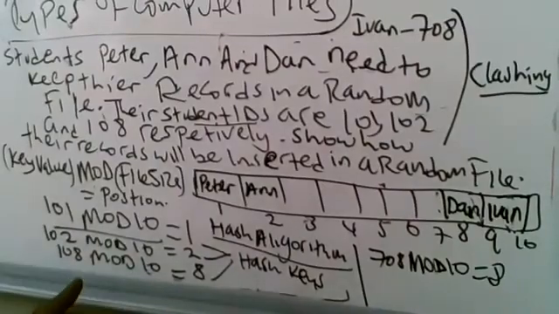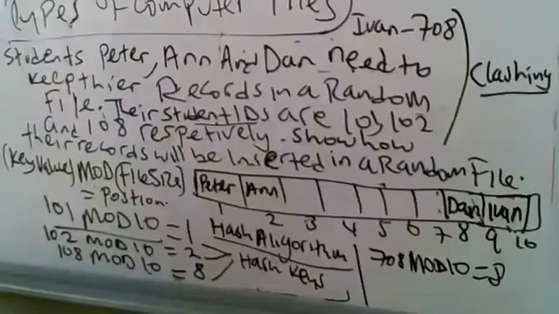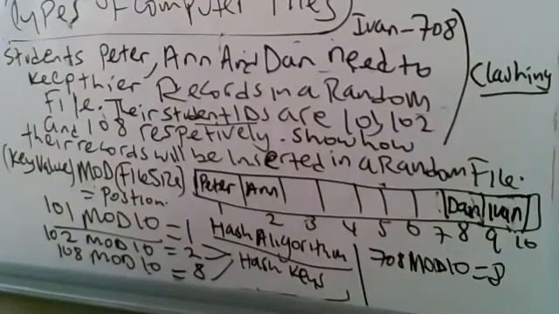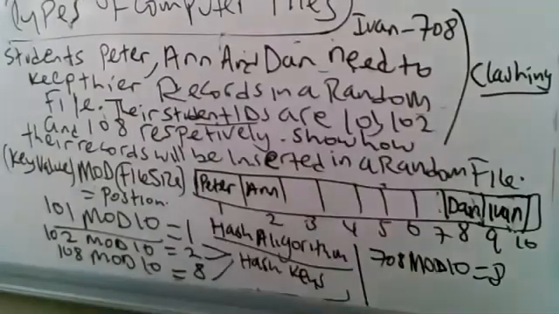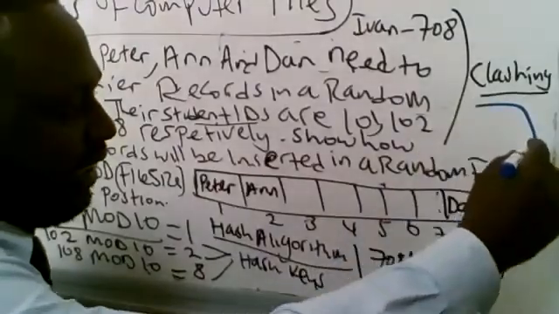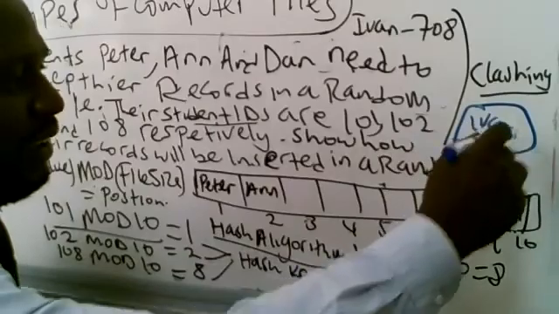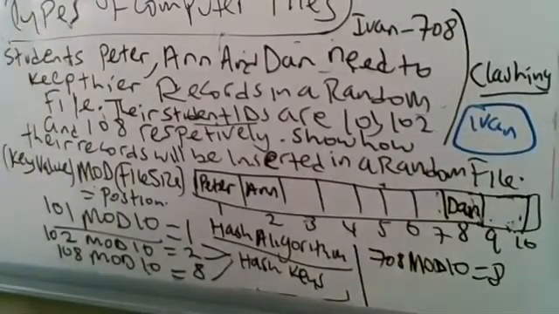Then the second method is to create an extra free space, and then put all the records that are causing clashing there. So it means that on top of this file which is there, the computer can go and create an extra file and then put Ivan there. It can create an extra file outside the normal file and then put Ivan's record there. That's also another what? Method of solving what? Clashing.